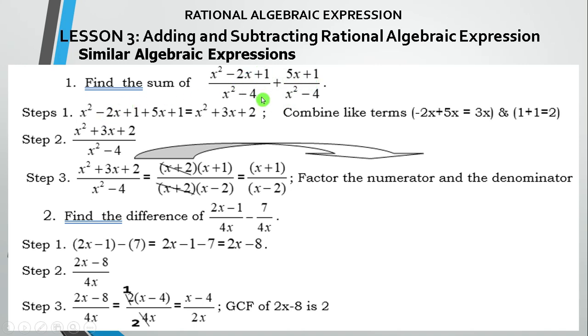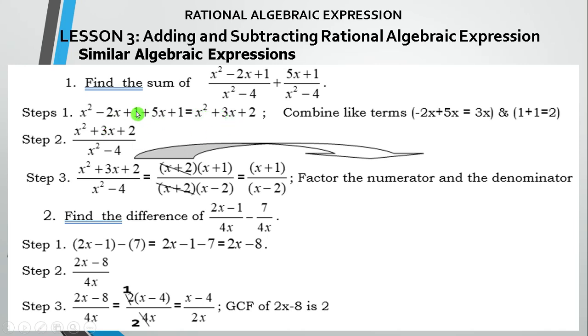Since this is addition, so we will add the numerators. So for step 1, we have here x squared minus 2x plus 1, plus 5x plus 1. Okay, na yung ating numerator, we will add that one. So combine like terms. So we have here x squared, walang kapares, diba? So x squared. So we have here negative 2x, and we have also plus 5x. So we can combine this one. The result is plus 3x. Diba? This is negative, this is positive. So therefore, the result is positive 3x.